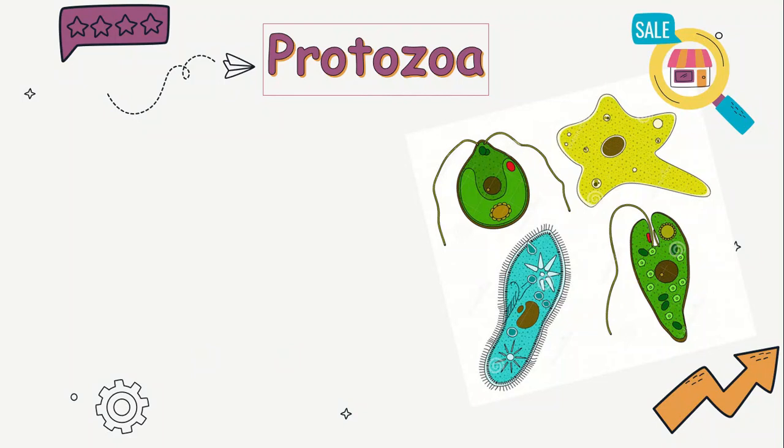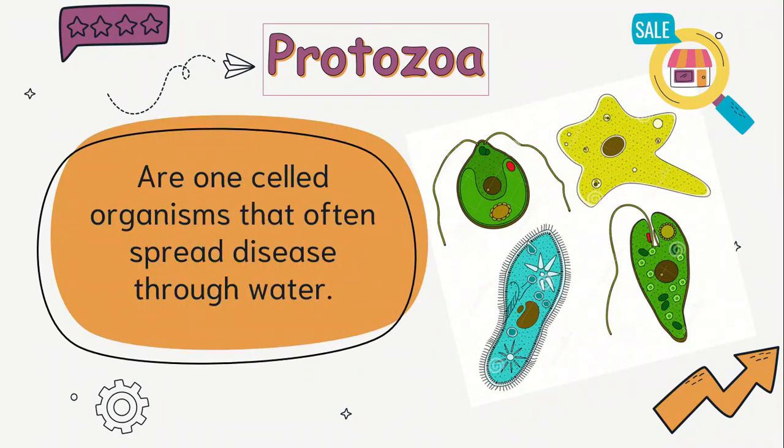Okay, and the next one is protozoa. It's like eukaryotes, which you will encounter in grade 4 or grade 5. Protozoa are one-celled organisms that often spread disease through water. Again, protozoa can be found in water. We cannot see them with our naked eyes. We will use something like a microscope so that we can see those protozoa. And they come in different shapes. Look at the shapes of protozoa, diba? They are different from each other.